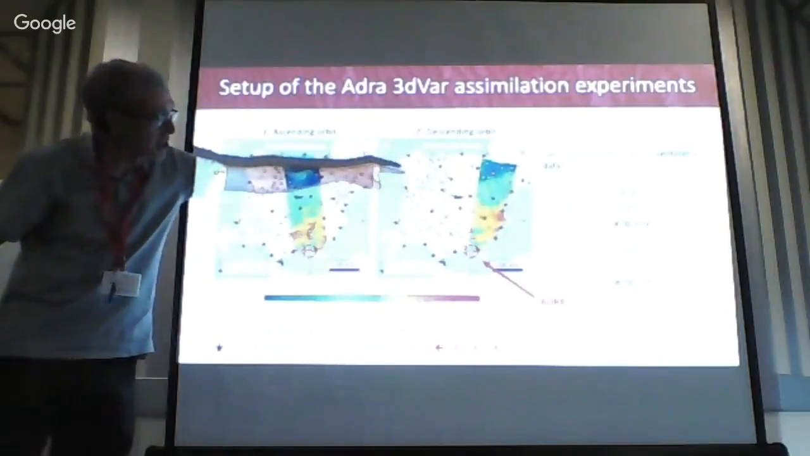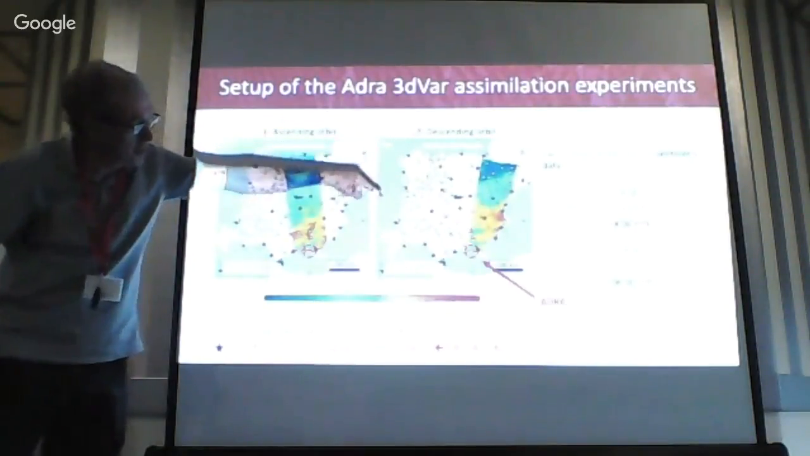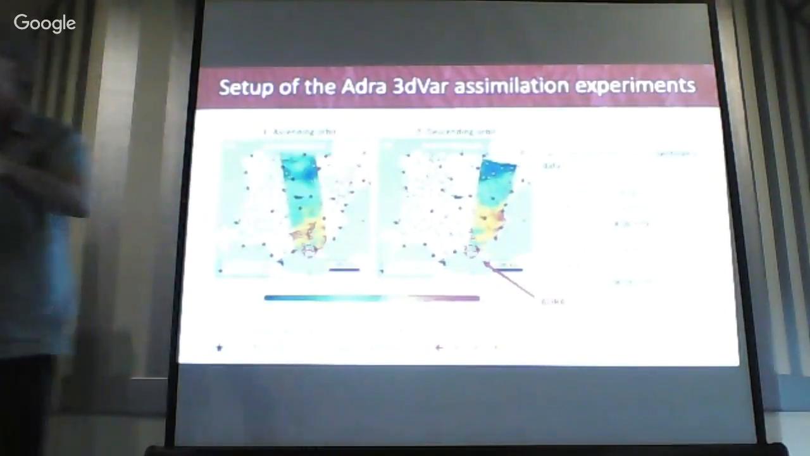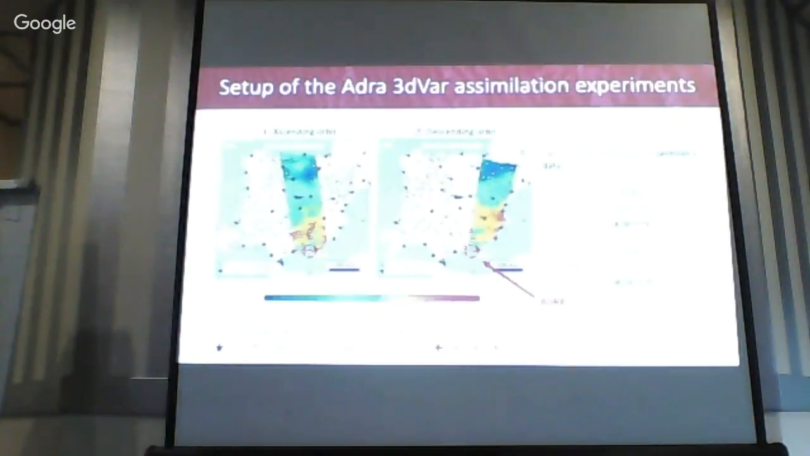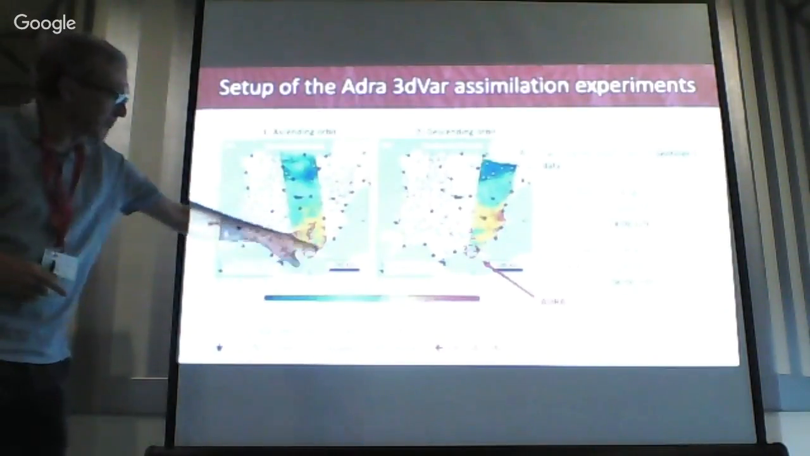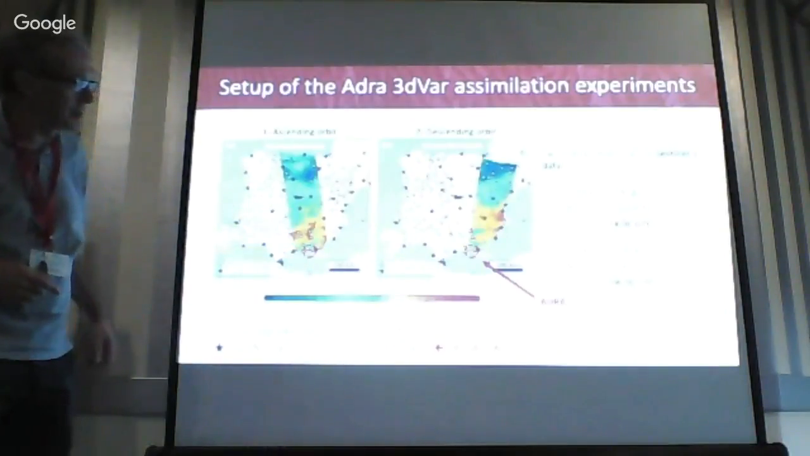And this is the image 12 hours later of the descending orbit. So they are different geometries. You cannot use the two orbits to produce the interferogram. So that's why you need to go 6 days before to get a similar view. But they both have some footprint in Adra.